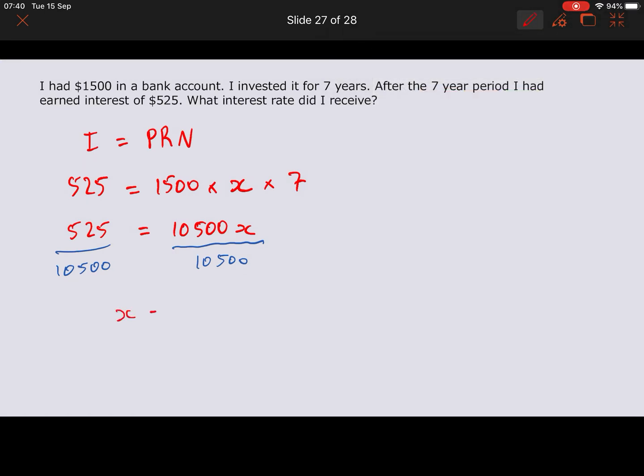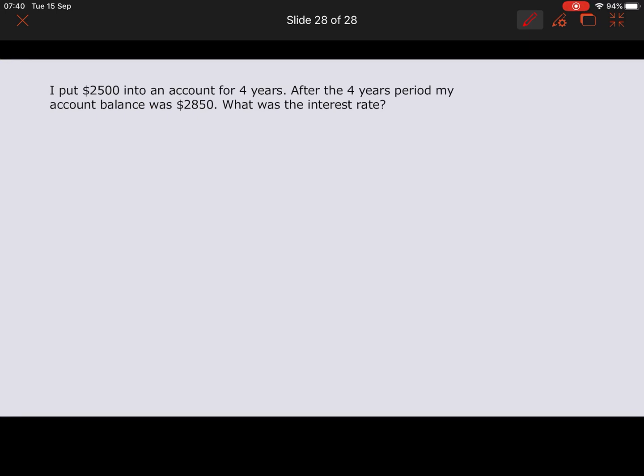So in my calculator, I'm going to put 525 divided by 10,500. And that's equal to 0.05. So what does that mean? That's not the answer, that's the multiplier. So the rate of interest must have been 5%. Okay. Last question, stop the video and have a go.